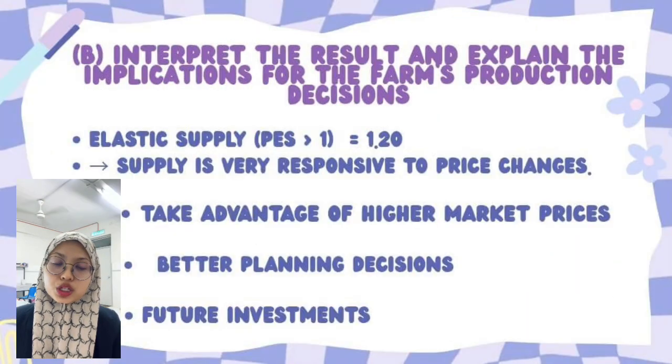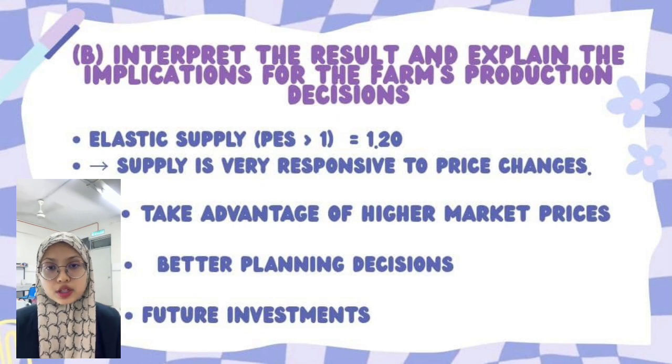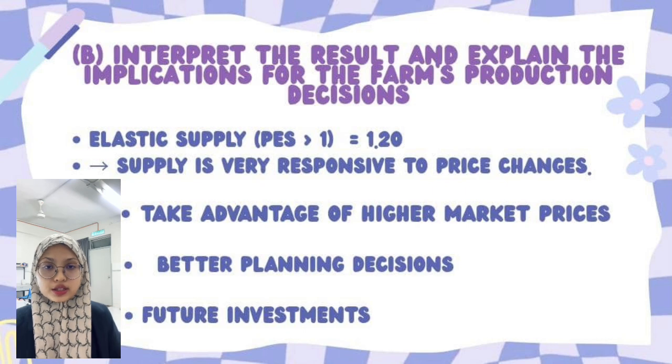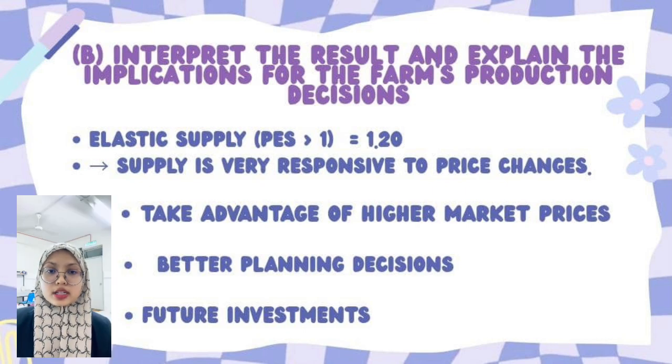The next question is, interpret the result and explain the implication for the farm's production decision. Based on the calculation, the price elasticity of supply for Musang King durian is 1.2. This means that the supply is considered price elastic. The farm is quite responsive to changes in price.